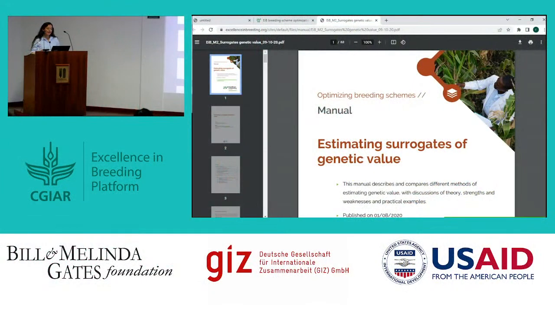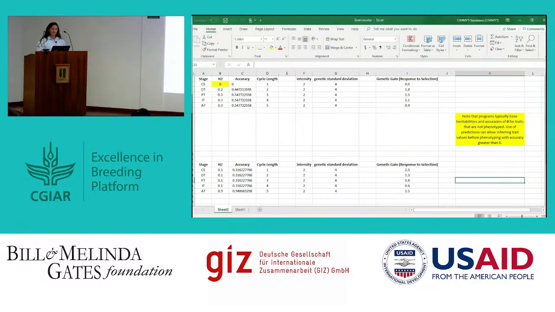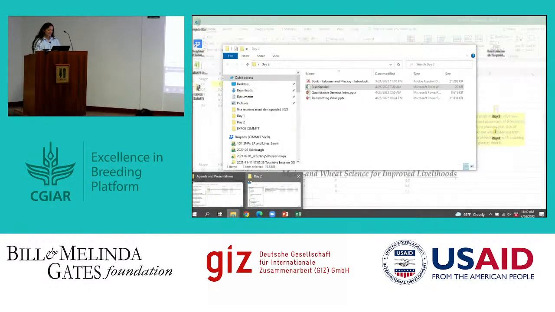While you're sitting down, this is a specific manual we have about estimating surrogates' genetic value, if you want to see it. And we will talk about it much more anyway. To do the exercise, if you could go into the day two Dropbox folder. Does everyone have access to this? Could you raise your hand if you want any help? You're all good? Okay. If you could open this file that says exercise, please, that would be great. No rush. Day two folder.